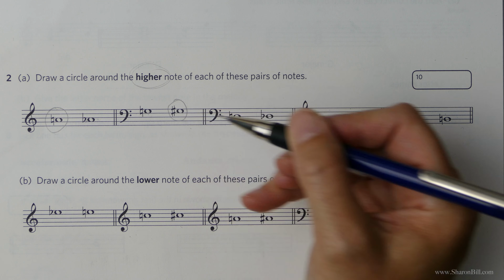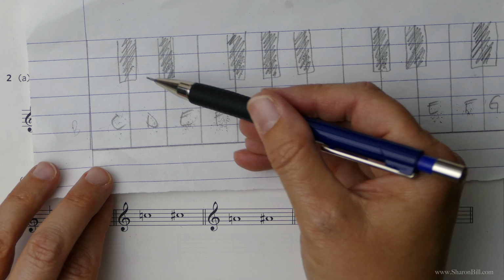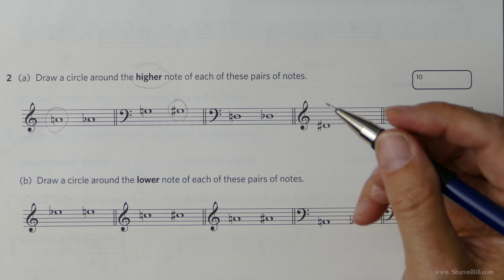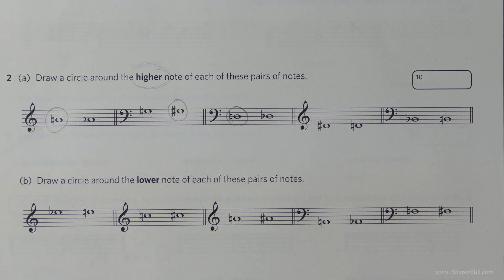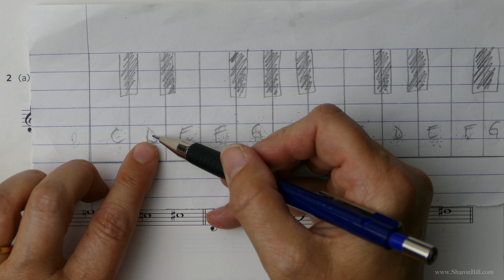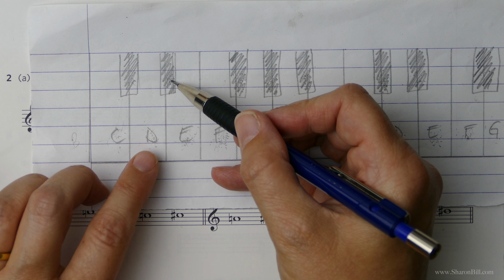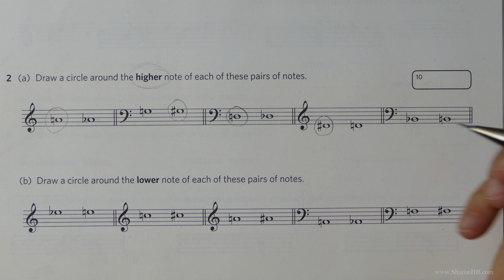So we have a D natural and a D flat. D natural and a D flat. Of course, the natural must be the higher one because a flat lowers by a semitone, and so we know that we need the natural. Now in the treble clef, we've got a D sharp and a D natural. The sharp, of course, is the higher one of the two because a sharp raises by a semitone.